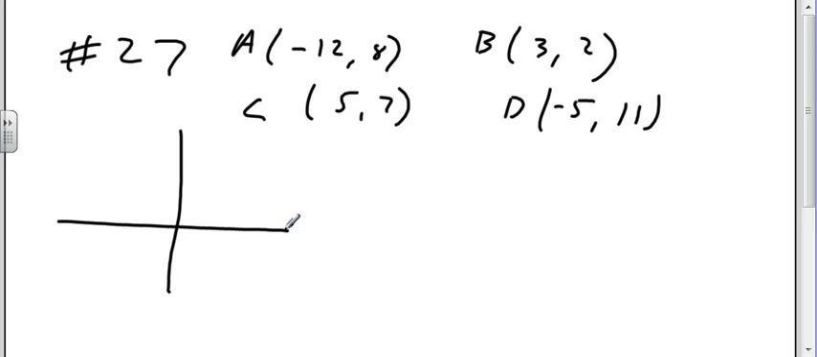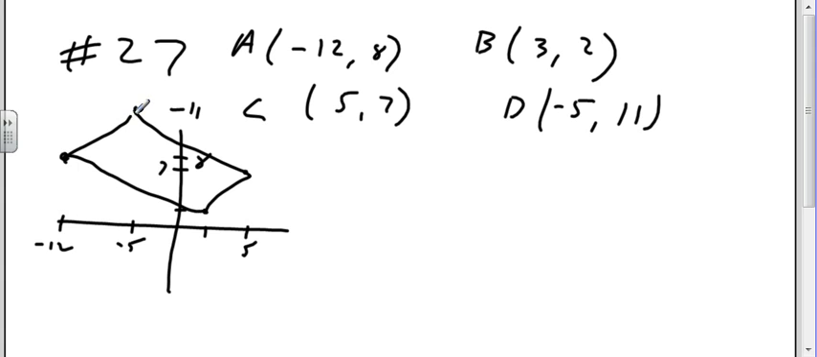All right, so minus 12 is way over there. 8 is about there. 3, 2, about like there. 5, 7, probably like that. Minus 5, 11. Okay, so we have something that looks sort of like that.